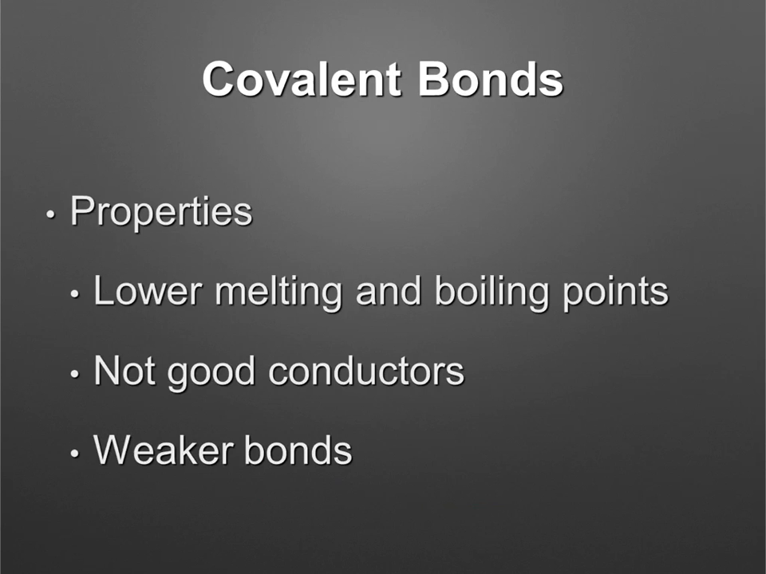So we talked about properties of ionic bonds, and now we can compare those same properties to covalent bonds. In terms of their melting and boiling points, it's lower for covalent bonds, which means it takes less energy to get them to change phase. Because we're dealing with nonmetals in these bonds, they're not good conductors. And among all the molecules that make up the larger substance that we can see, they have weaker bonds.